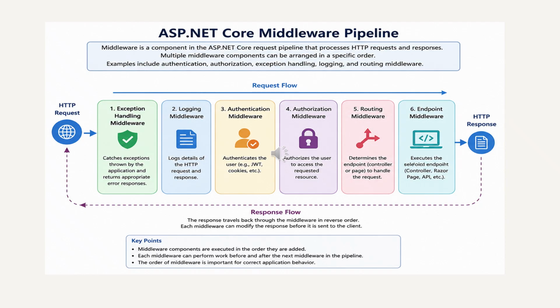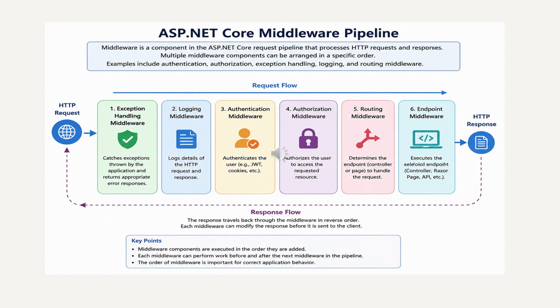This diagram explains the ASP.NET Core middleware pipeline, where multiple middleware components process an HTTP request and response in a specific order. When an HTTP request enters the application, it first passes through exception handling middleware to handle errors, then logging middleware records request and response information, followed by authentication middleware to verify the user's identity, and authorization middleware to check whether the user has permission to access the requested resource.